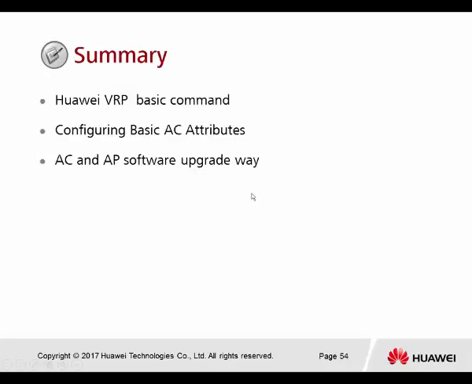Okay, that's all for the CLI configuration and also the web configuration. This is the summary here. The Huawei VRP basic commands, I already showed you some of the command lists available in Huawei. The basic AC attributes, and the last one is the way of upgrading software.